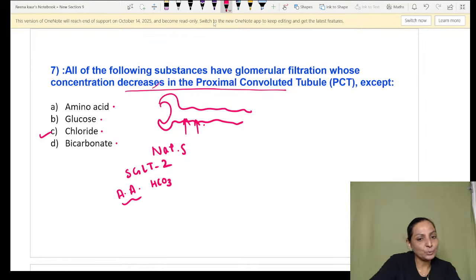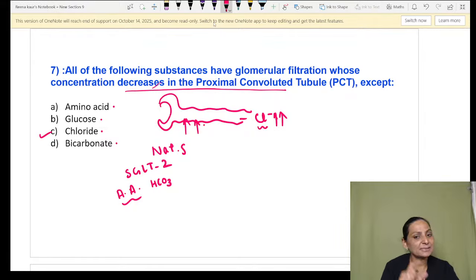So when you go towards the end of the PCT, the concentration of chloride would be increased, because chloride reabsorption is not favored in the first half. Sodium is very busy in reabsorption of the other compounds. So in the second half, you get something very interesting.